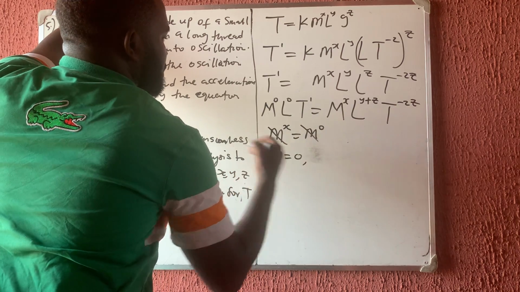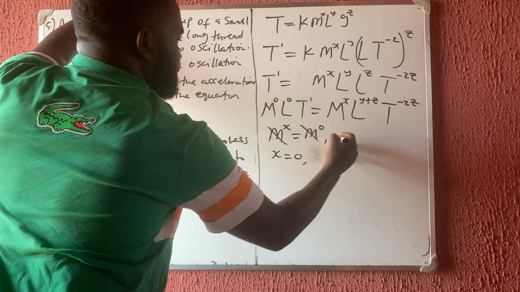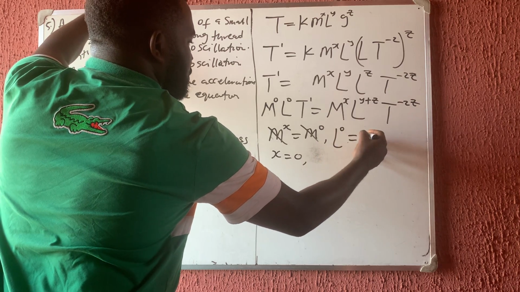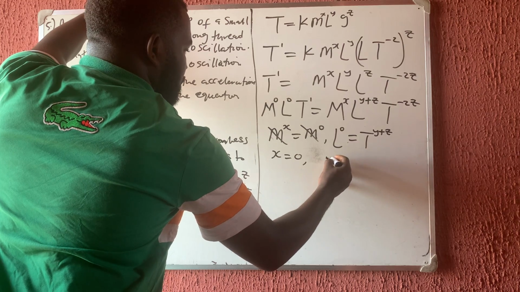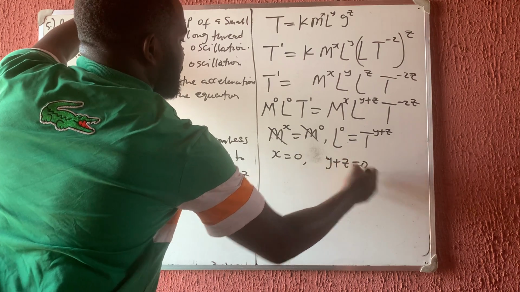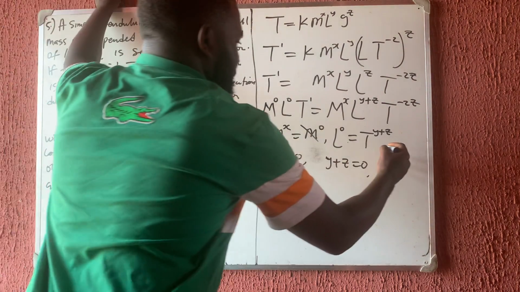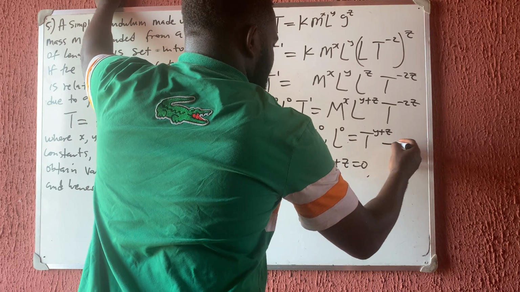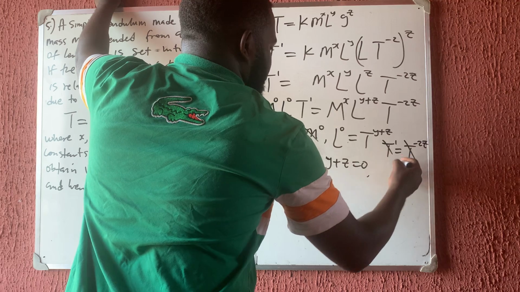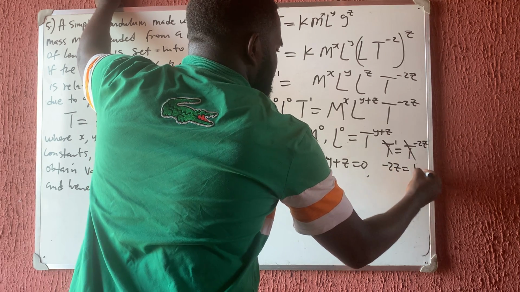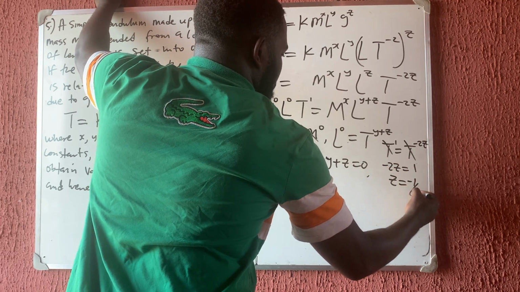Our x is equal to 0. Then the next thing we will see is that L raised to power 0 is equal to T raised to power y plus z, which will show us that y plus z is equal to 0. Then finally, we'll see that t raised to power 1 is equal to t raised to power minus 2z. So if we take care of this, you see that minus 2z is equal to 1. So z will now be minus 1 over 2.